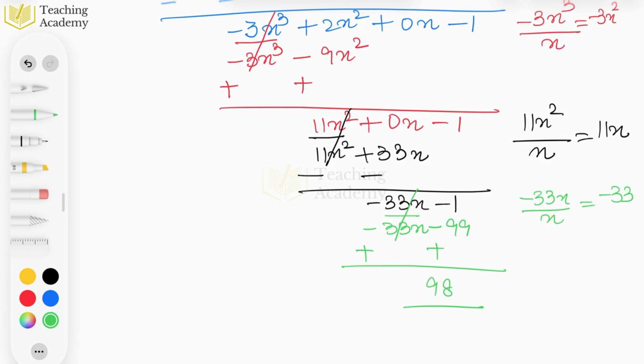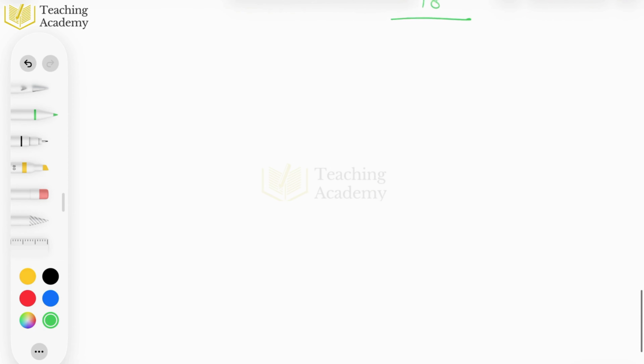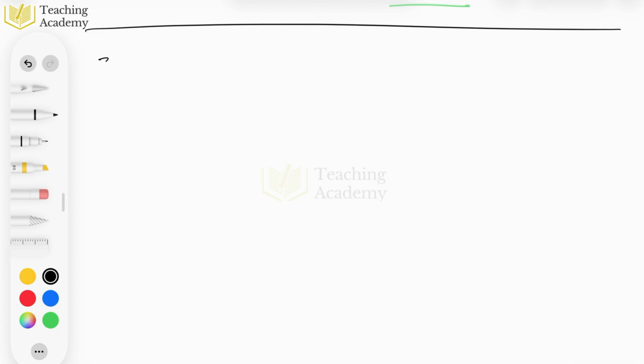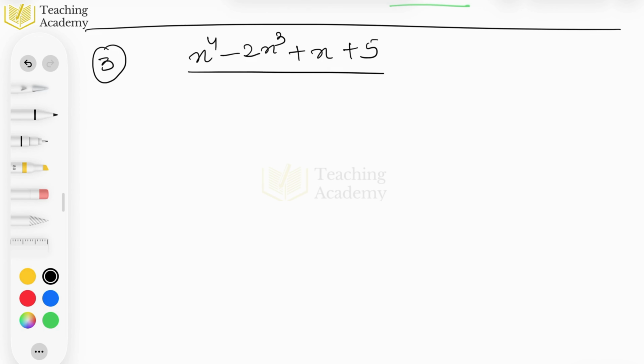Let me take one more example. Suppose we are taking a long question this time. If I am writing x to the power 4 minus 2x cube plus x plus 5, and this should be divided by x minus 1 and x plus 2. Now you can see that there are two different binomial terms in multiplication with each other.